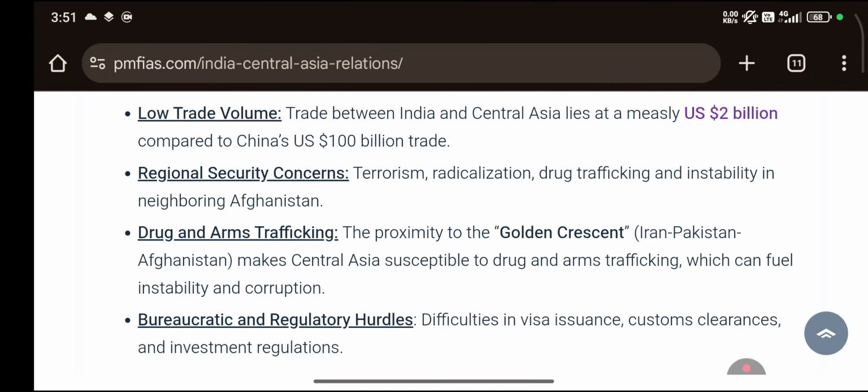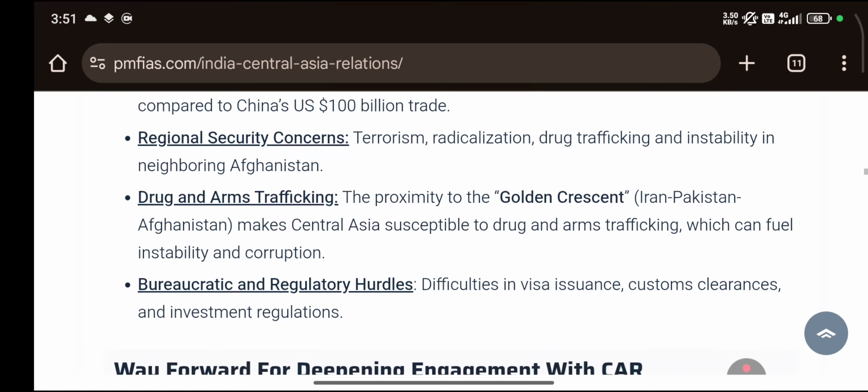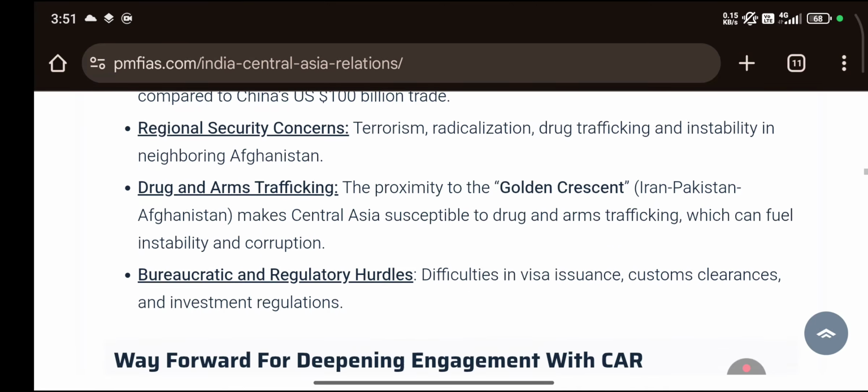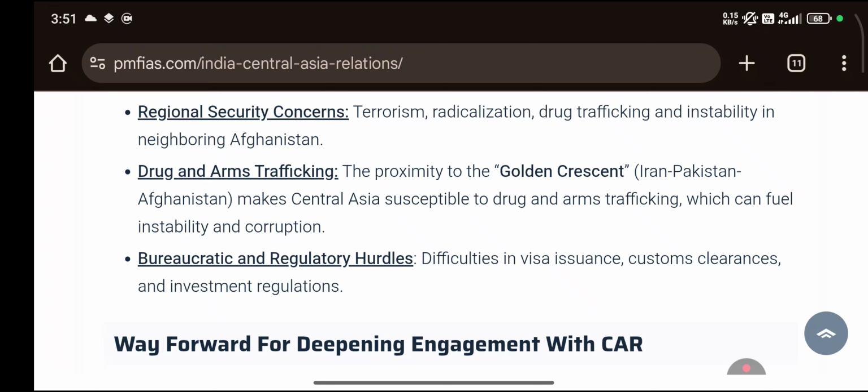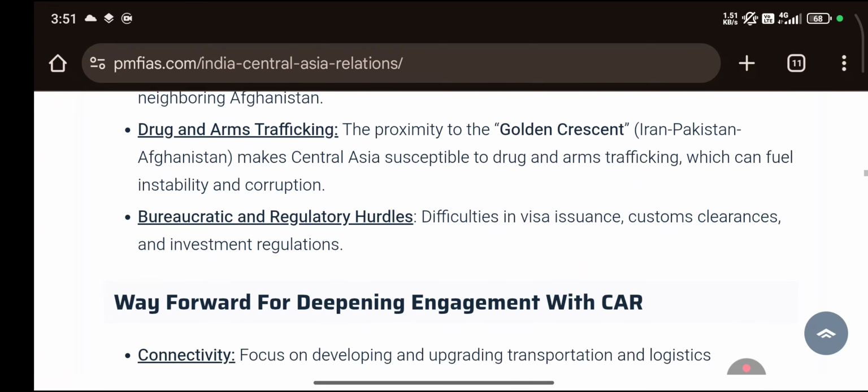Regional security concerns: terrorism is there, radicalization is there, drug trafficking, and instability in neighboring Afghanistan is very important. Drug and arms trafficking: the proximity to the Golden Crescent, Iran, Pakistan, Afghanistan, makes Central Asia susceptible to drug and arms trafficking, which can fuel instability and corruption. Last is bureaucratic and regulatory hurdles: difficulty in visa issuance, customs clearance, and investment regulations. So these are the problems.